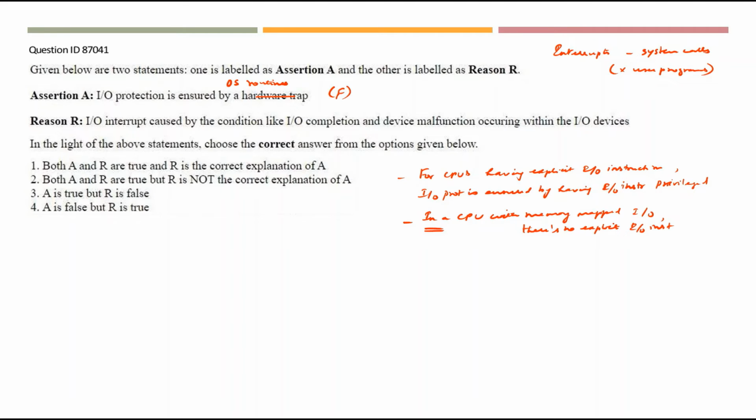So let's look at R. IO interrupt is caused by conditions like IO completion and device malfunction occurring within the IO devices. This statement is actually true. These two conditions, whether it's IO completion or device malfunction occurring within the input-output devices, cause an interrupt. Option number 4, A is false but R is true, will be the right answer.